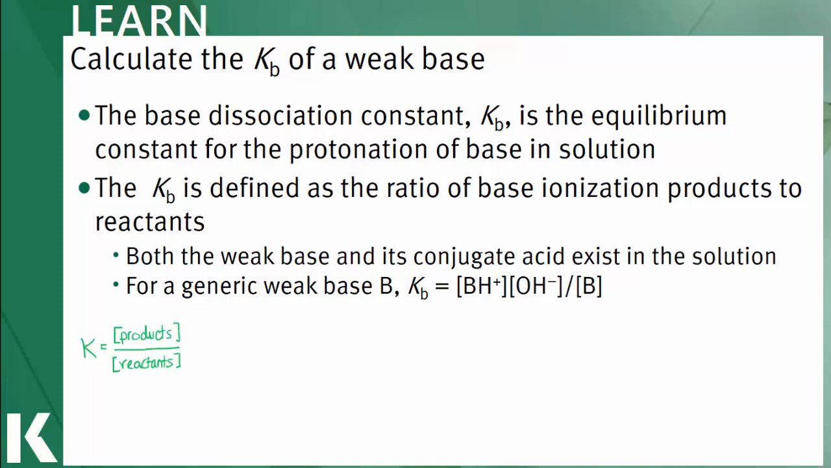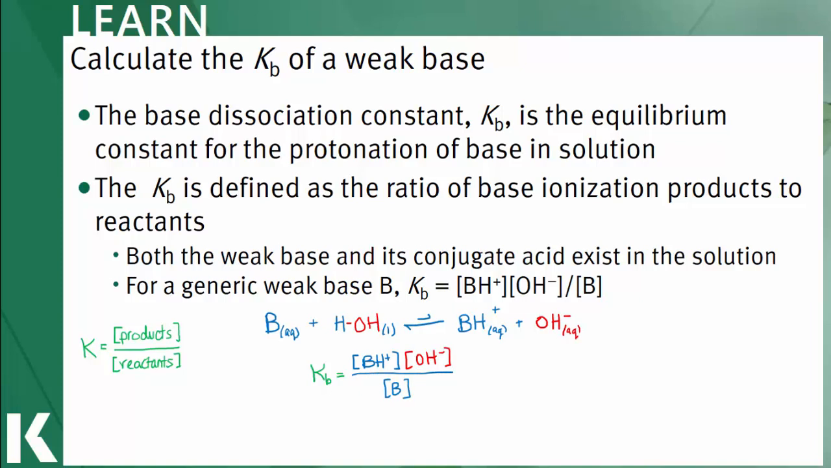All K constants are equal to the concentration of the products over the concentration of the reactants. So for the generic weak base B, the Kb will equal the concentration of the conjugate acid BH+, multiplied by the concentration of the hydroxide ion, divided by the concentration of the base B. Notice that water does not appear in the K expression. Remember that pure liquids and solids do not factor into K equations.